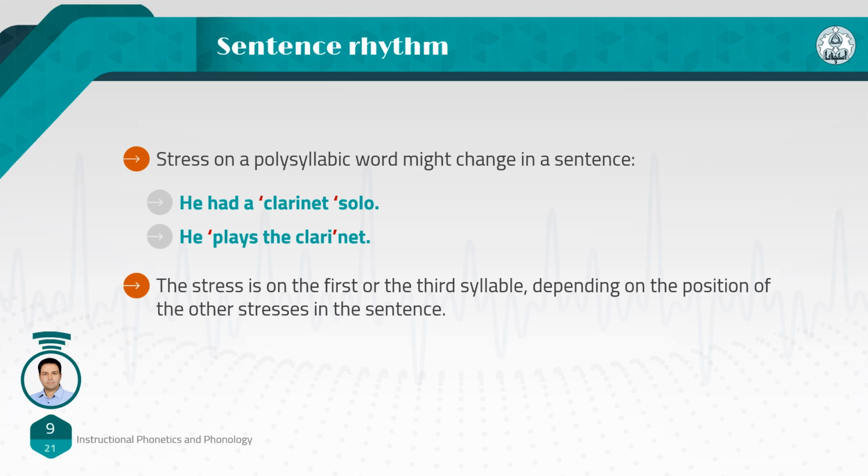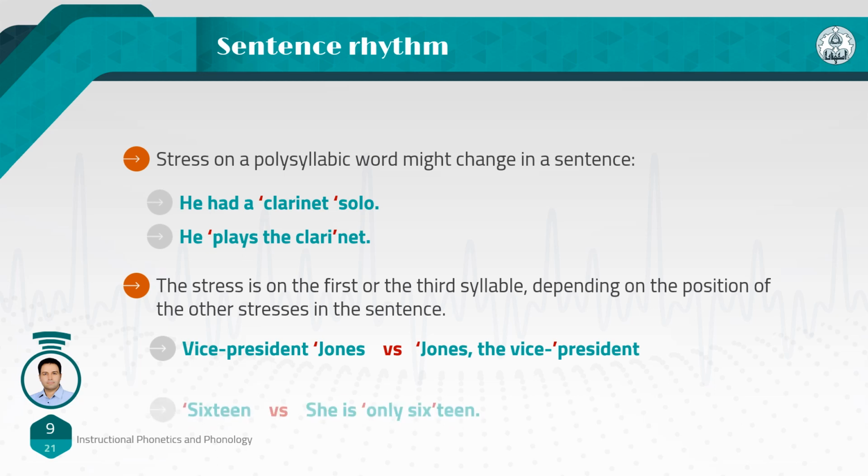Similar shifts occur in phrases such as Vice President Jones versus Jones, the Vice President, or numbers such as 16 versus she's only 16. If you pay attention when you start counting, for example 14, 15, or for example 16, when you are counting, it is on the first syllable. But sometimes in phrases such as this, or in sentences such as this, she's only 16, the stress is on the other syllable. Try to read all these phrases with stresses as indicated and check that it is natural to tap on the stressed syllables.